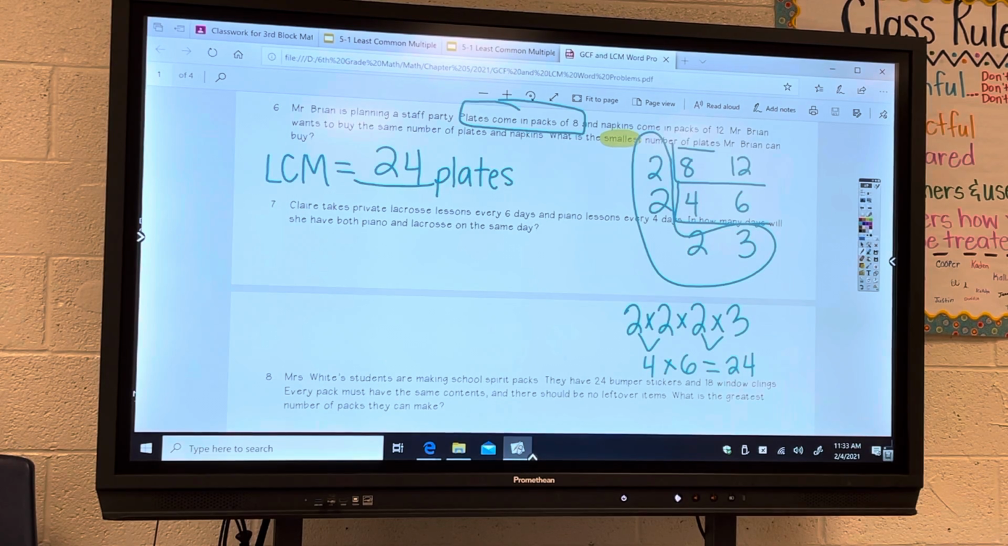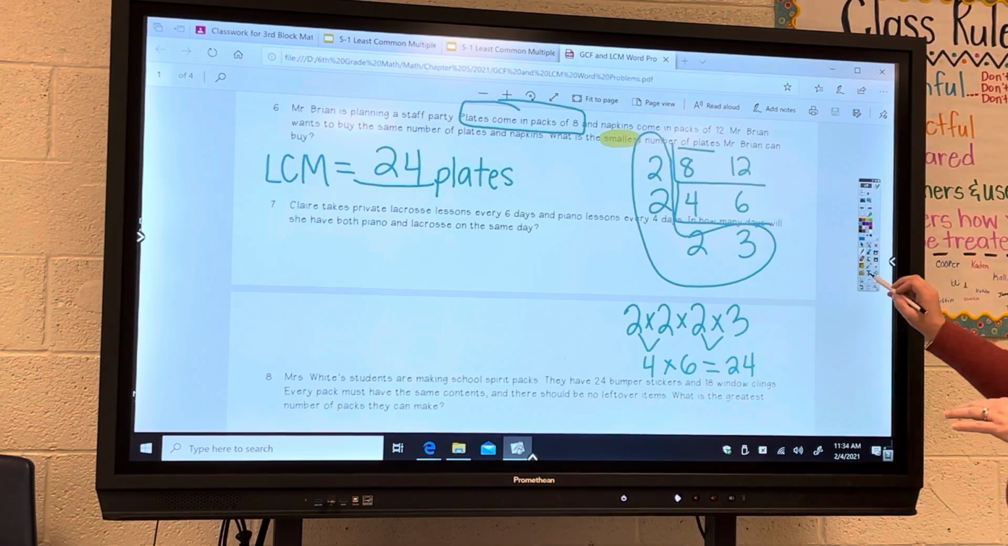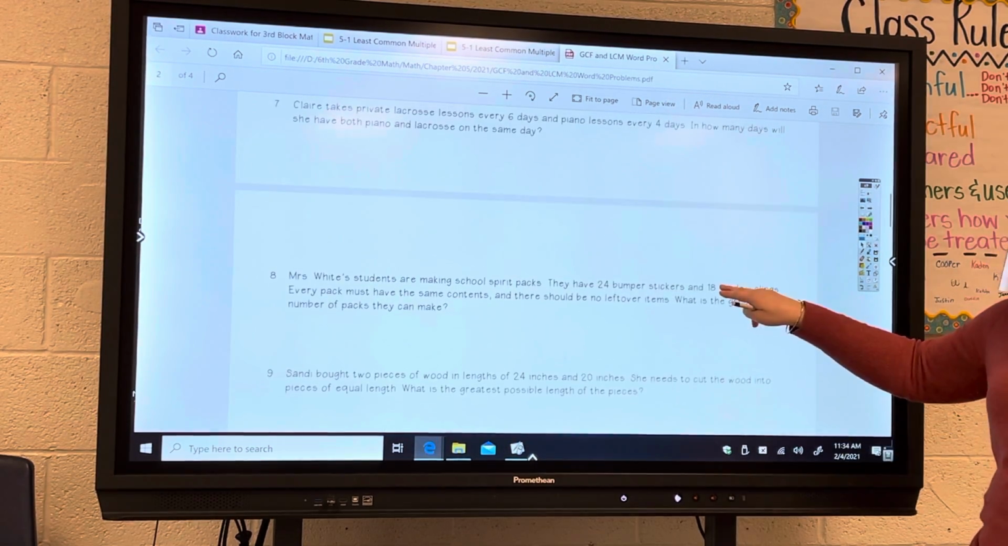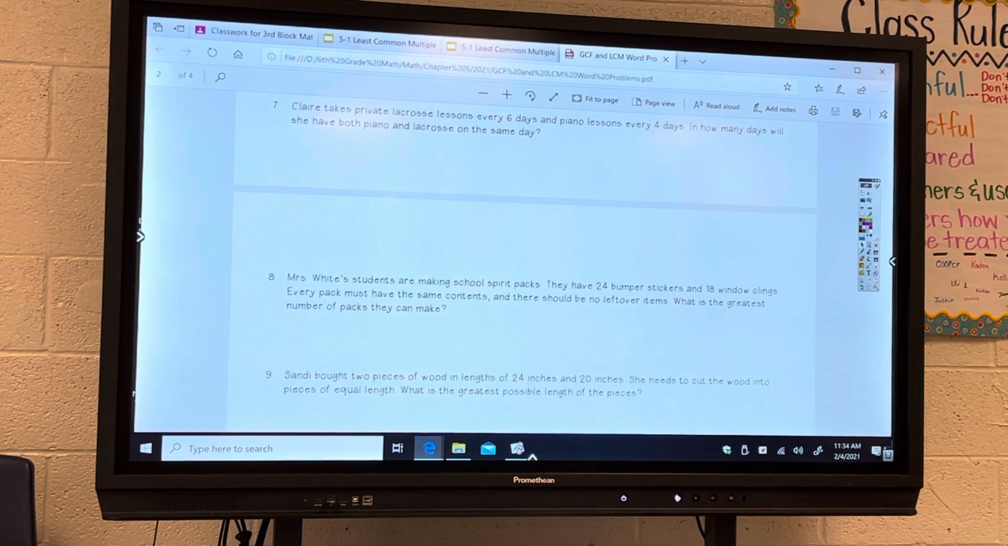All right, one of the most common types of questions you will get on a standardized test is like number 7, okay? And number 7 is a little tricky because there is no key word to help you figure out if it's the least common multiple or the greatest common factor, okay? So I'm going to help you decide which one. Claire takes private lacrosse lessons every 6 days and piano lessons every 4 days. And how many days will she have both piano and lacrosse on the same day?